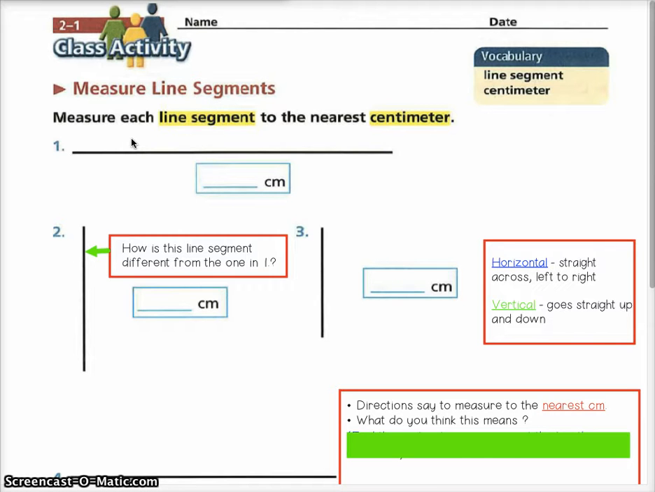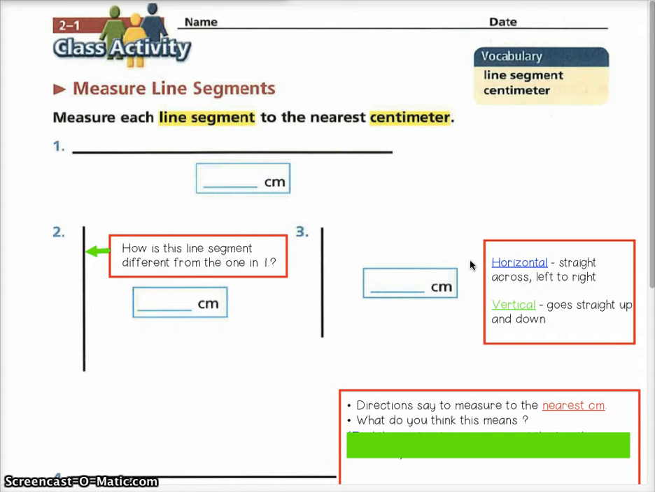It says for number 2, how is this line segment different from the one in number 1? Well, I'm noticing some vocabulary on the right over here. It says horizontal means straight across, left or right. I'm making a connection in my head to horizons. When the sun rises, that is from left to right. I can see the picture in my mind of the sun rising across a straight line. Vertical goes straight up and down. Another connection for this one would be asking somebody, what's your vertical? How high can you jump? That's something a basketball player might say.